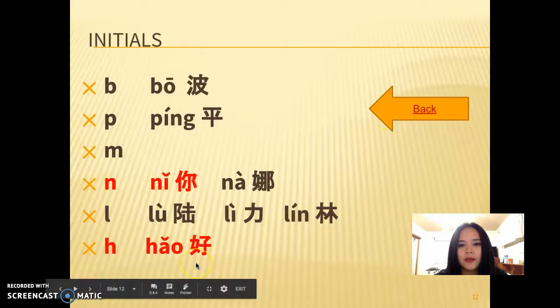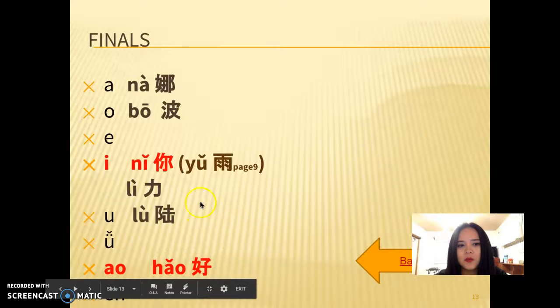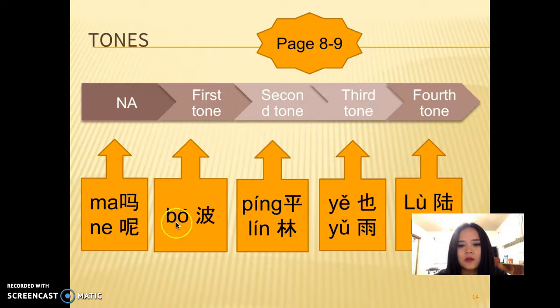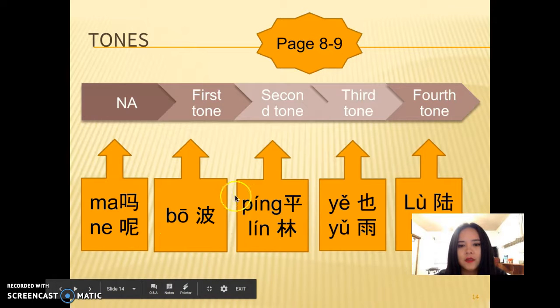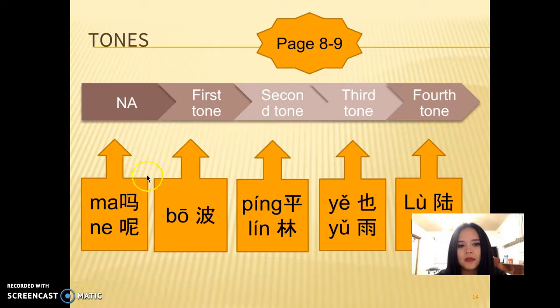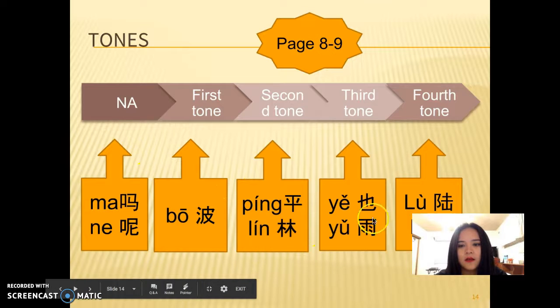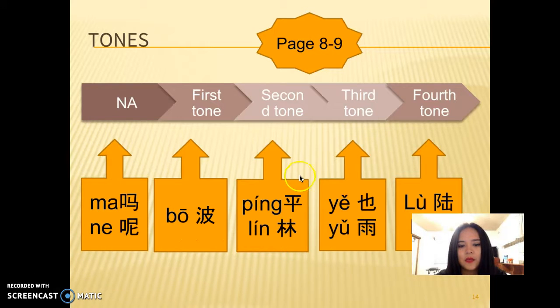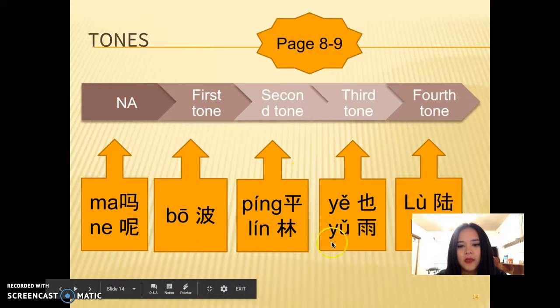Here are the vocabulary initials in the textbook, and here are the finals in the textbook. And we're gonna practice the tones. I picked all the vocabulary we saw in the textbook and divided all the tones into 5. The zero tone: ma, na. First tone: wo. Second tone: ping, ling. Third tone: ye, yu. Fourth tone: lu, li.